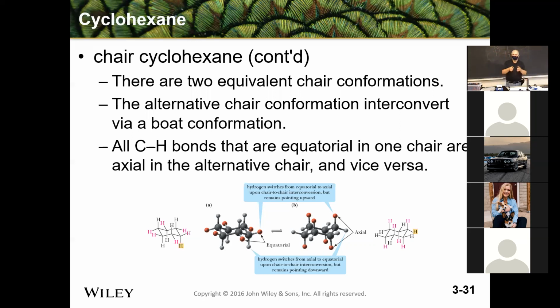When you have the ring flip, those substituents that were axial, let me just mark this with a hydrogen. So this one is axial. This is one of the chair conformations. Notice what happens when I interconvert. Now it becomes equatorial. So you have that continuous exchange between axial and equatorial.